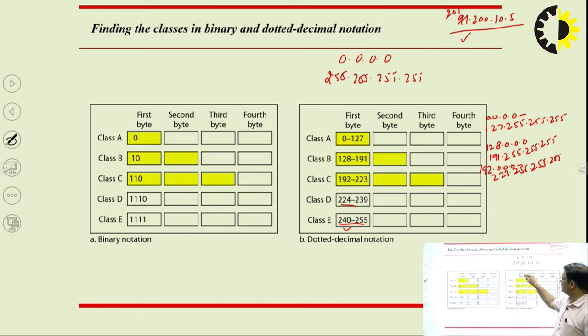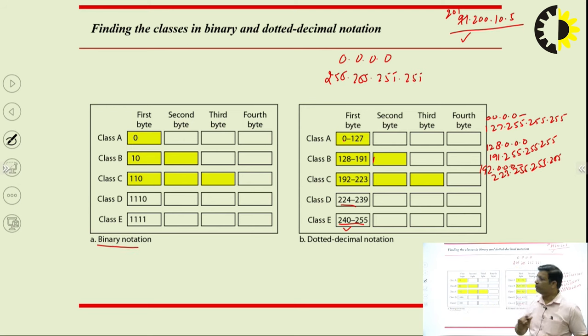So this is the decimal description. We can identify which class a particular IP address belongs to. 0 to 127 belongs to class A, 128 to 191 belongs to class B, 192 to 223 belongs to class C, 224 to 239 belongs to class D, and 240 to 255 belongs to class E. Okay.